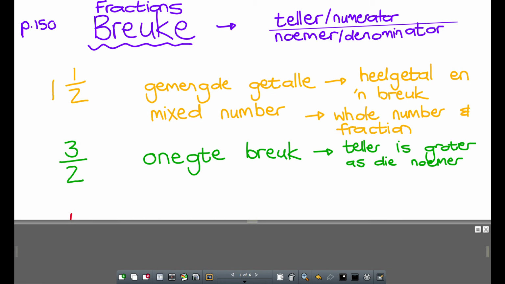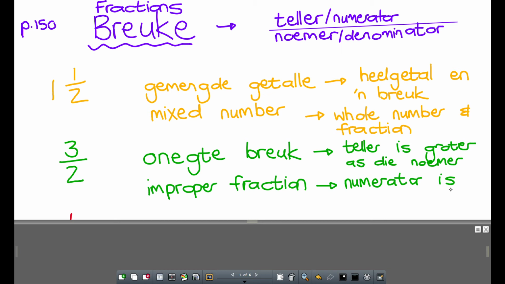So over here, you will see that my numerator is bigger than my denominator. What do we call it then? An improper fraction. And then you can just write that if it's an improper fraction, it means that the numerator is bigger than the denominator.